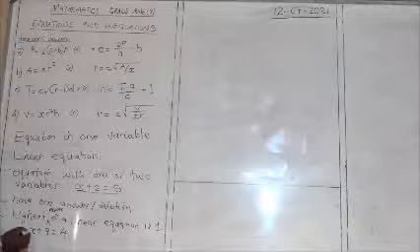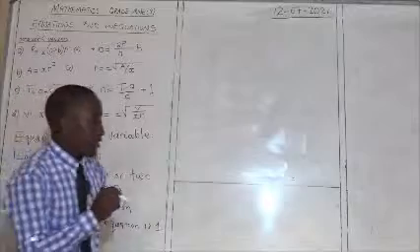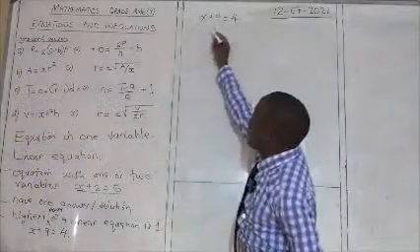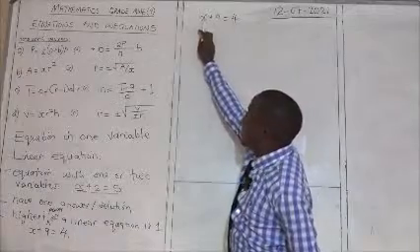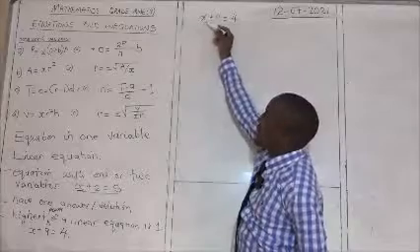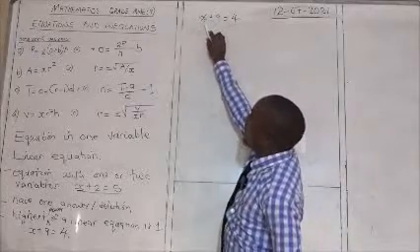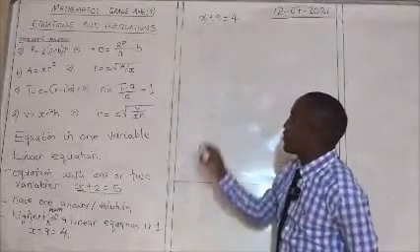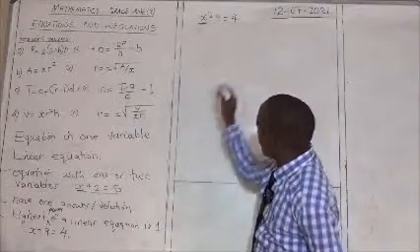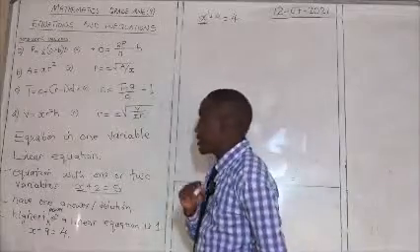Okay, so the power on x, when you look at the power on x, when the power is 1, we don't indicate 1, but we have given an example of x plus 9 is equal to 4. So the power on x here is 1. So this is a linear equation.